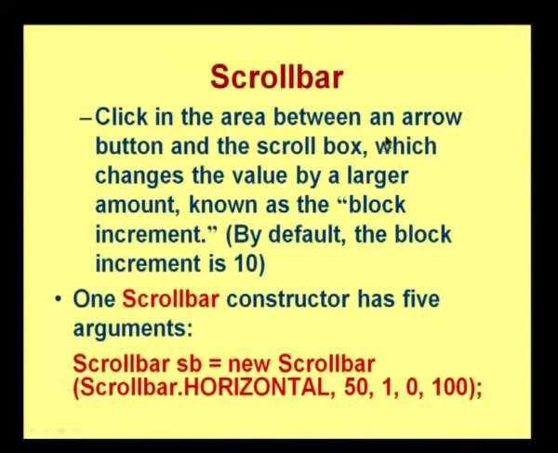So, what is the initial value, what is the final value? Whenever I try to press the button, 1 unit will be incremented or 1 unit will be decremented based on the direction of the scroll bar movement. So, click in the area between an arrow button and the scroll box, which changes the value by a larger amount known as the block increment. By default, the block increment is 10. So, based on where you click, the value we select gets changed.